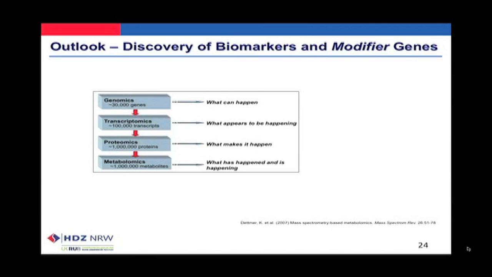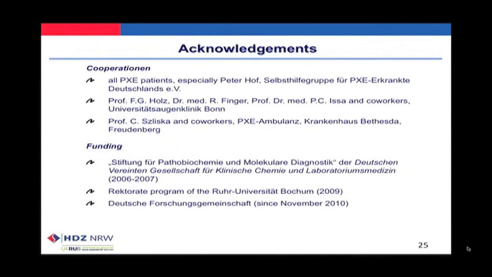And a new field that has come up in the last years is metabolomics, which can tell us something about the metabolic state of a cell, for instance, of a tissue, of an organ. And from a recent study, we know that there are more than 1 million metabolites which you can detect in human beings. And I think it's going to be interesting to use these technologies in monogenetic diseases, for instance, like PXE. And now I have finished my webinar, I think.